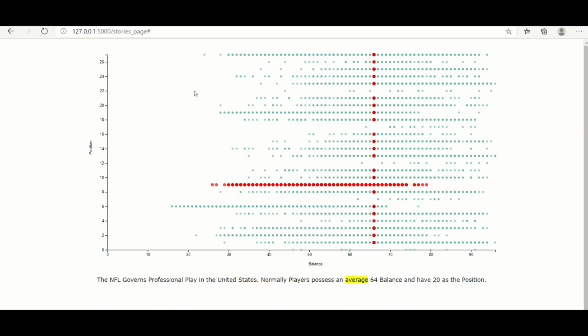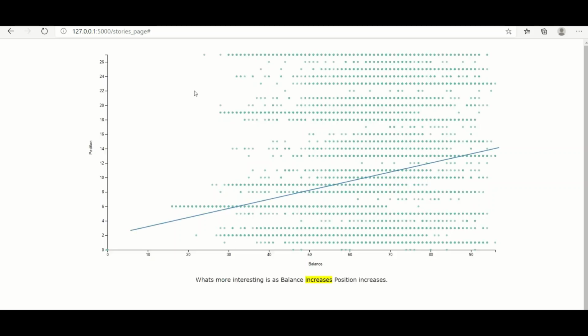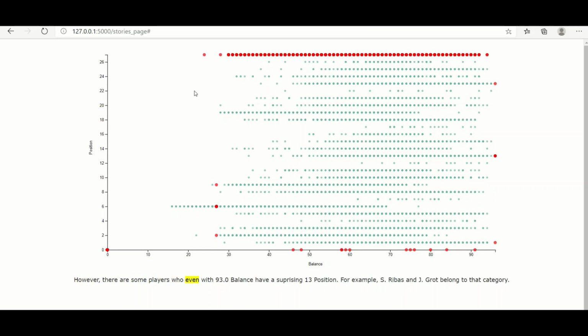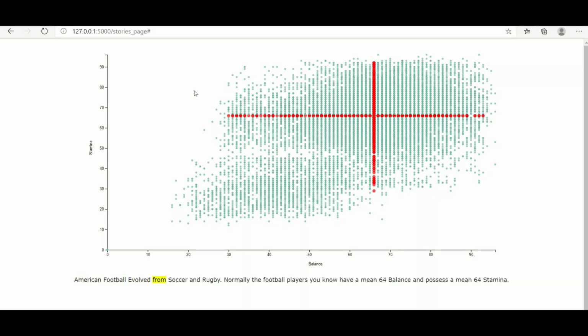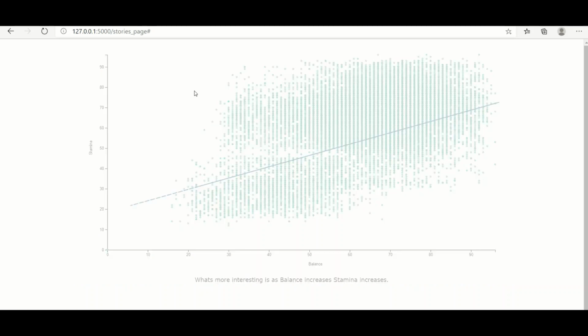Normally players possess an average 64 balance and have 20 as the position. What's more interesting is as balance increases, position increases. However, there are some players who even with 93.0 balance have a surprising 13 position. For example, S. Rebus and J. Grott belong to that category. American football evolved from soccer and rugby. Normally the football players you know have a mean 64 balance and possess a mean 64 stamina. What's more interesting is as balance increases, stamina increases.